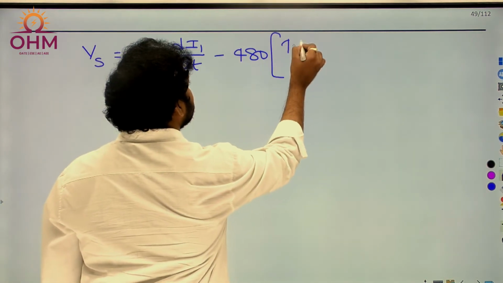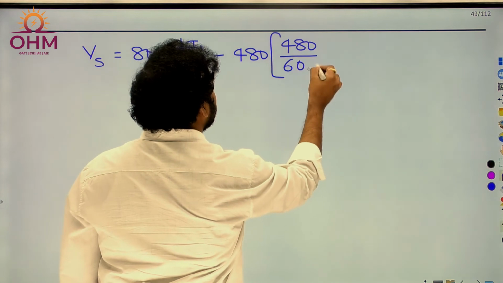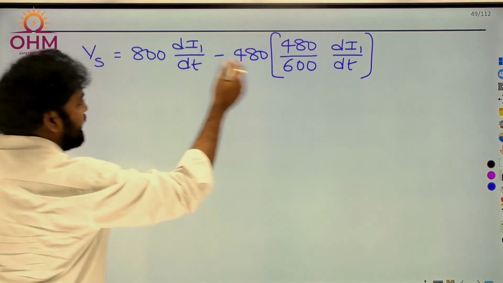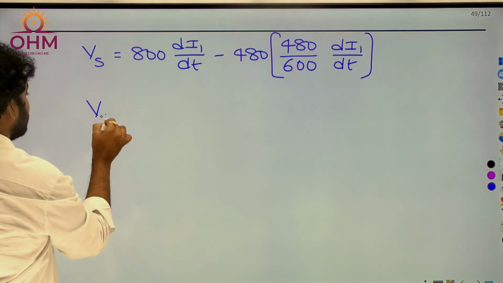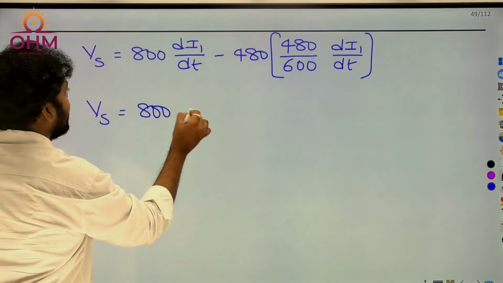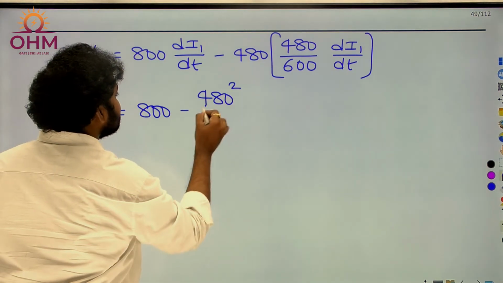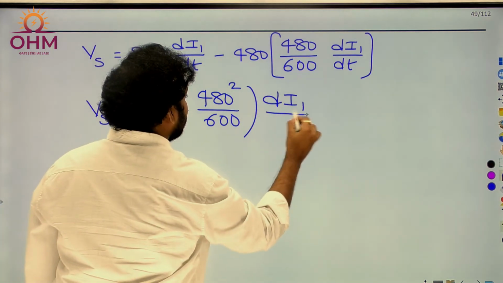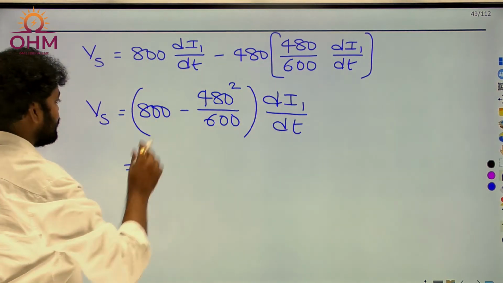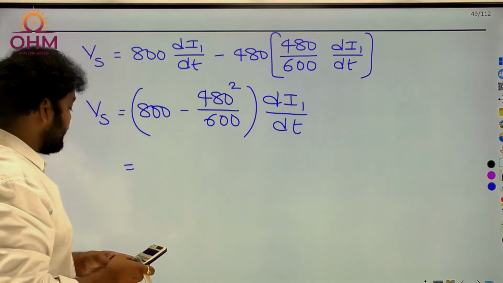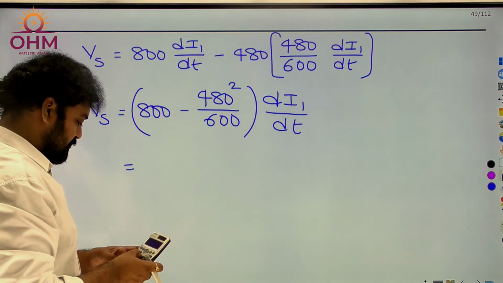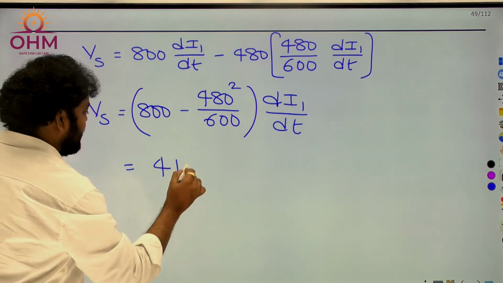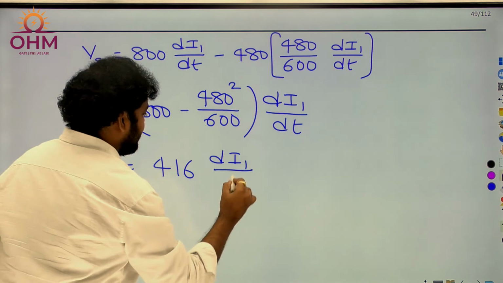So 480 by 600 times of di1 by dt. Now you can take di1 by dt common. So source voltage is equal to 800 minus 480 square by 600 into di1 by dt. So then what is this coefficient? If I solve it, 800 minus 480 square divided by 600, I am getting 416 di1 by dt.